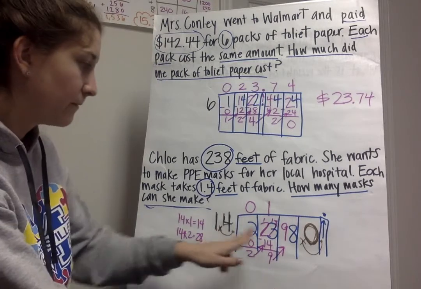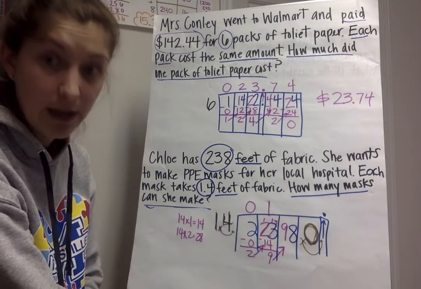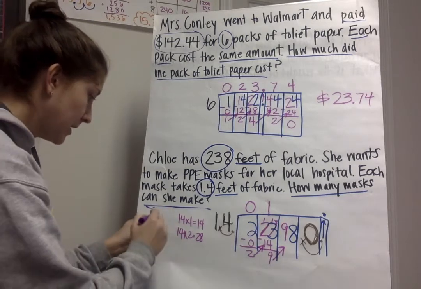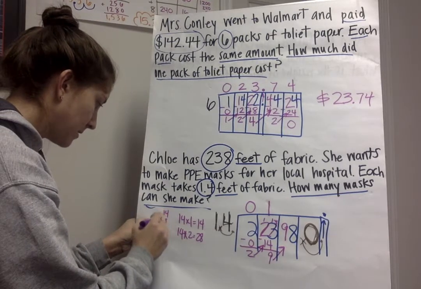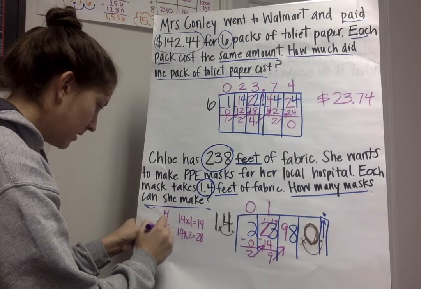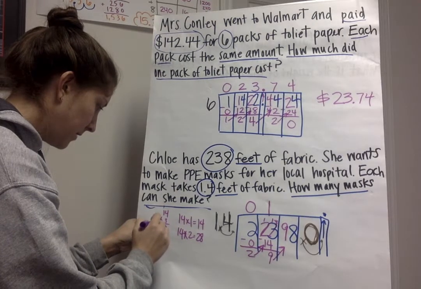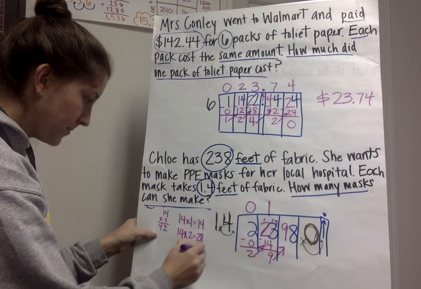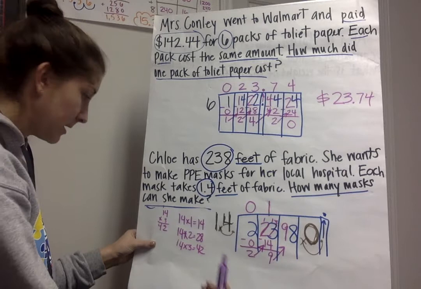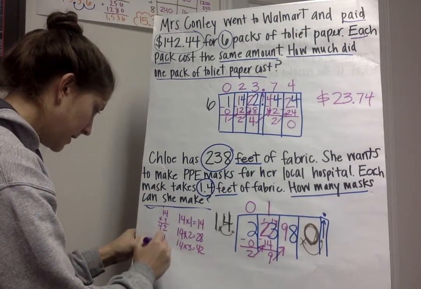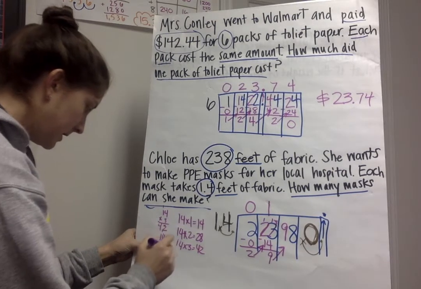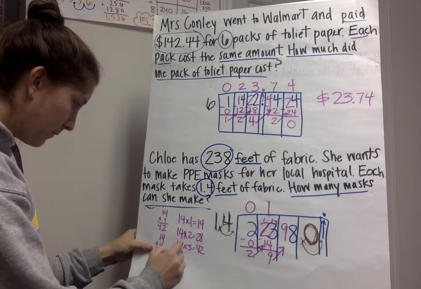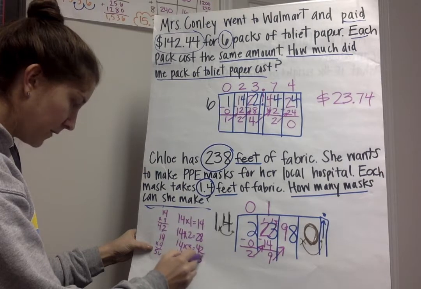How many times can 14 go into 98? I have no idea. So I've got to do some math. So I know 14 times 2 is 28. Let's see what 14 times 3 is. 3, 4. So 14 times 3 is 42. So then let's see what 14 times 4 is. So 14 times 4, 16. 4 times 1 is 4, plus 1 is 5. So 14 times 4 equals 56.